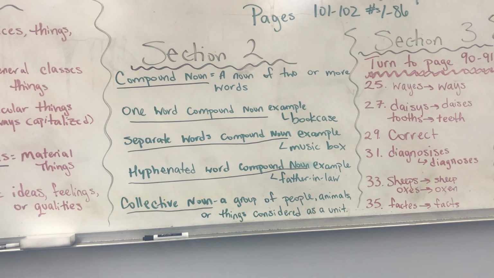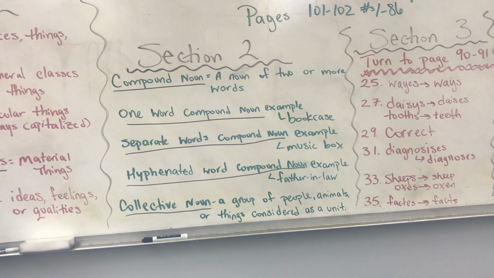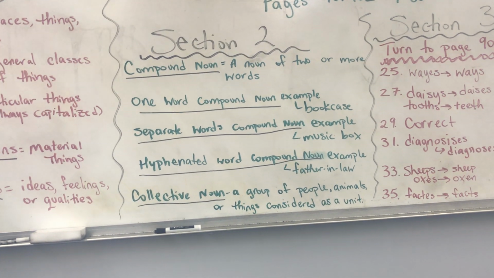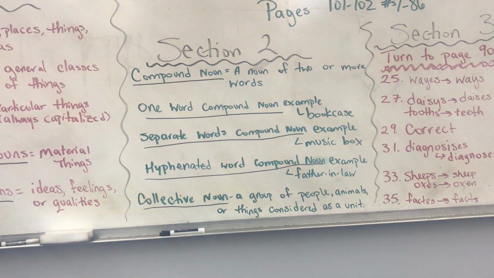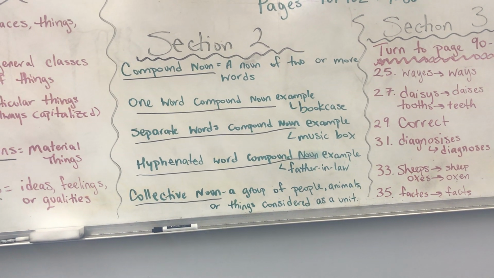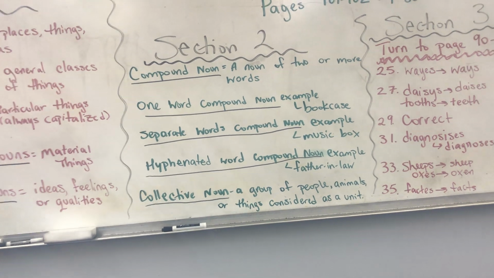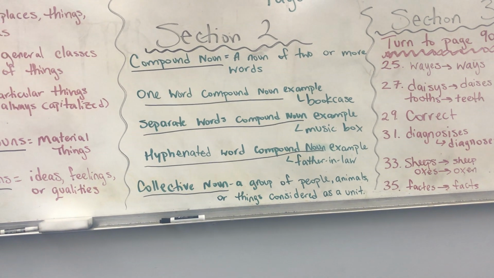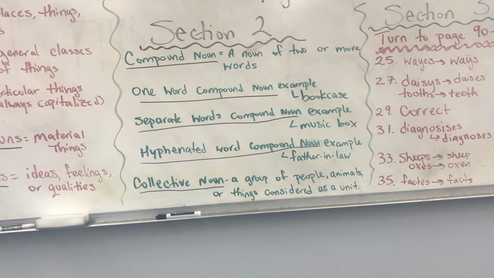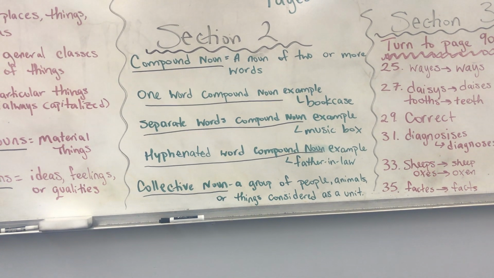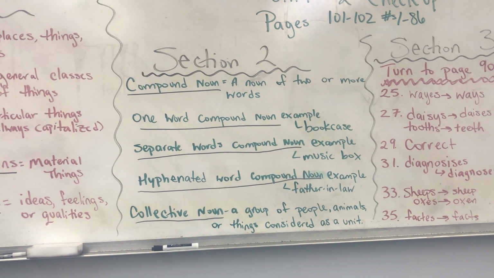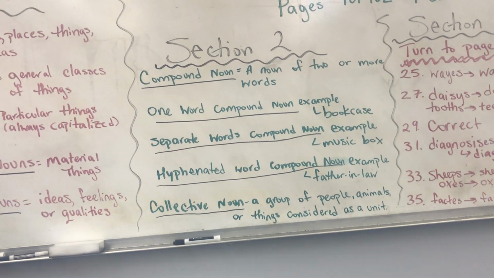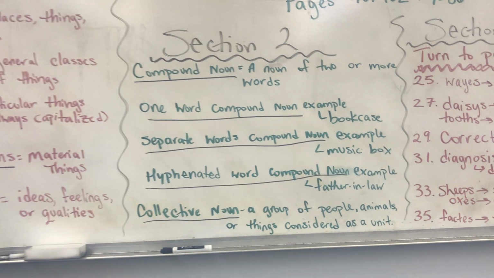Separate word compound noun example would be music box. So it's functioning as one unit, but the 2 words are separate with a space in between. And then a hyphenated word compound noun example would be father-in-law. So there's those hyphens in between the 3 of those words. And then we have our last definition, collective noun, a group of people, animals, or things that are considered to move as a unit. Well, not to move as a unit, but they are considered a unit. So we'll come back to that as we go into our questions.